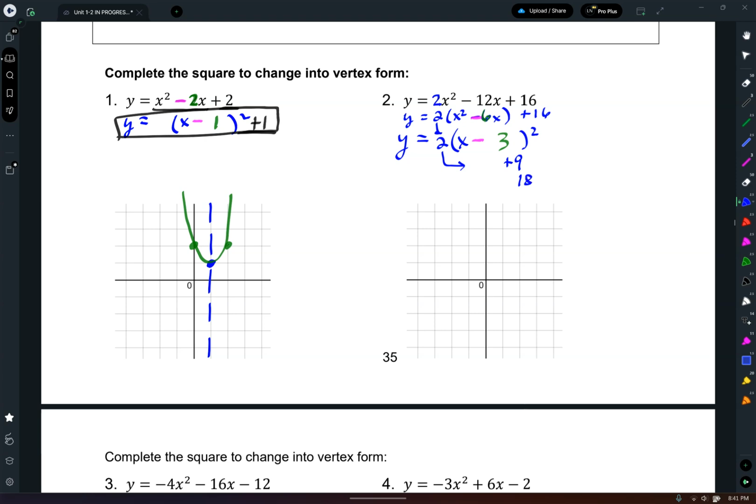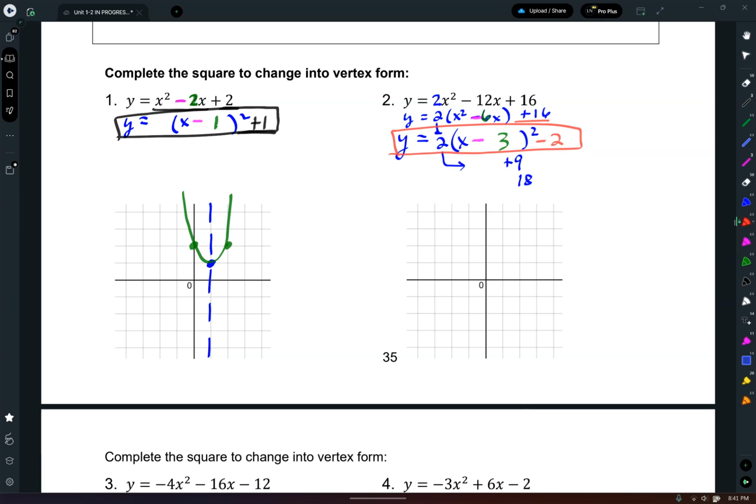But I don't want it to be 18. What did it have up there originally? Originally, it had a 16. So how am I going to turn that 18 back into a 16? Or what can I do to the 18 to bring it down to 16? Well, I could just subtract 2. So that is my vertex form.